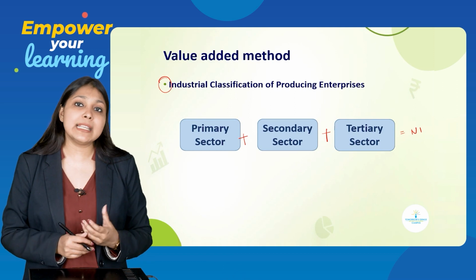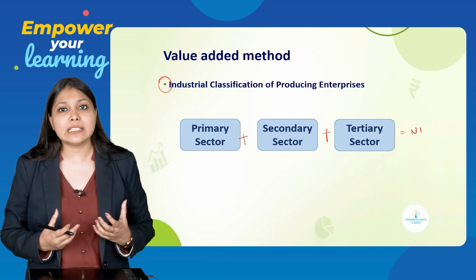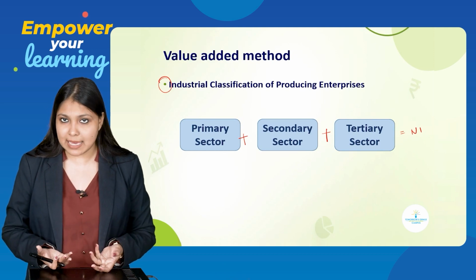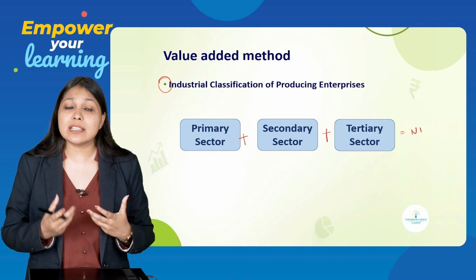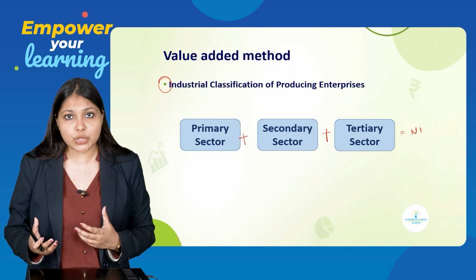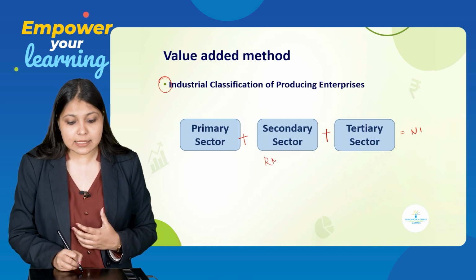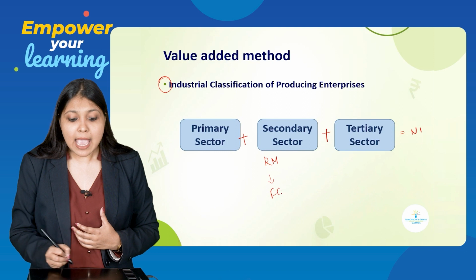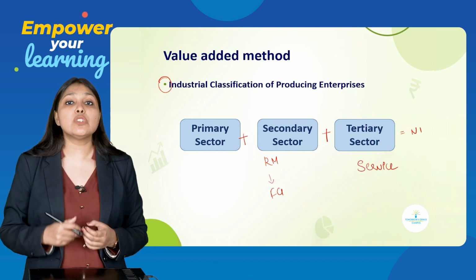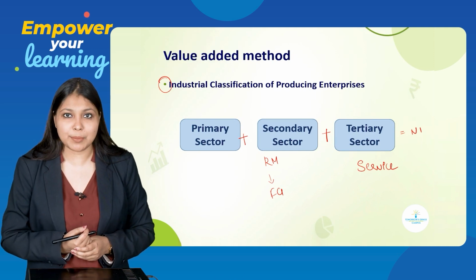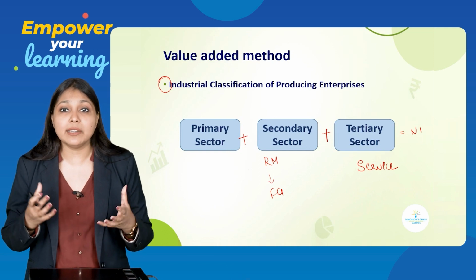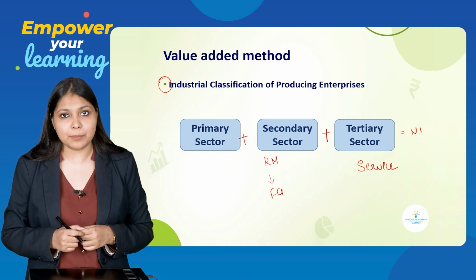Okay. So, primary sector, we all know, is the sector which deals with extraction of all the natural resources. Secondary sector is the sector which will be converting raw materials into finished goods. And tertiary sector is nothing but your service sector, which will be providing services to the people. So all the three sectors are included while computing value added method for national income.